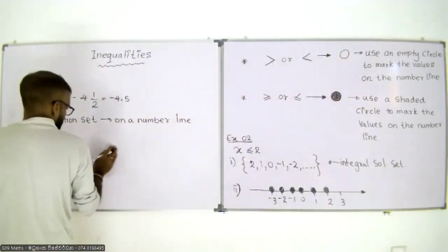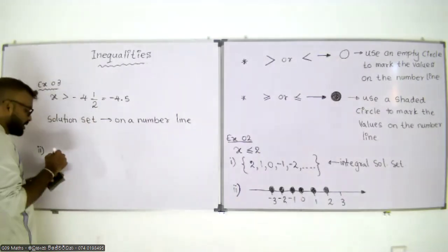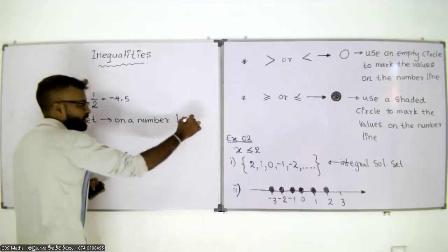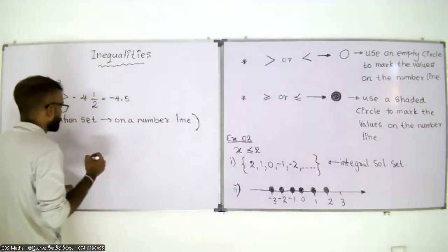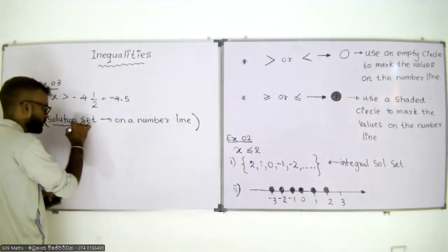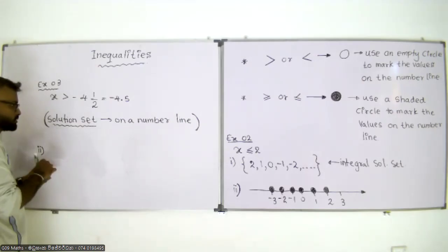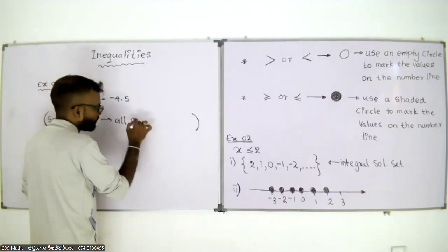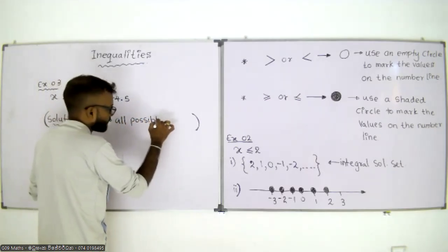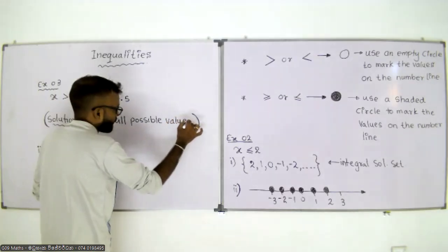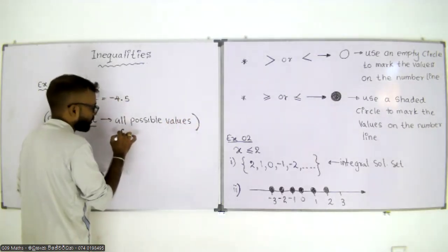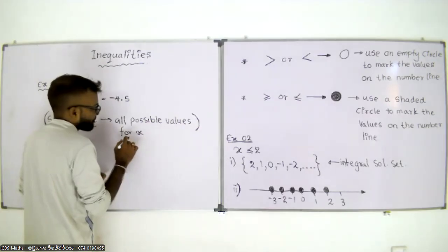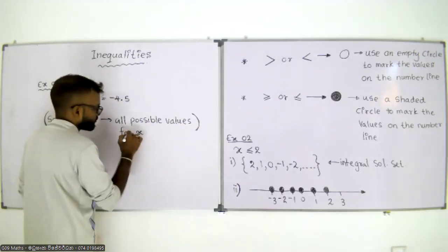So now focus on the board. This is for your understanding. No need to actually write this one. Solution set. This is the important part you need to understand. All possible values, right? All possible values for x. And all possible values for x.